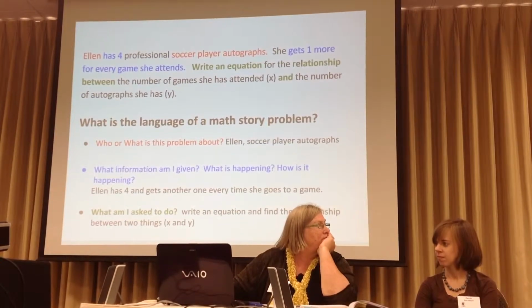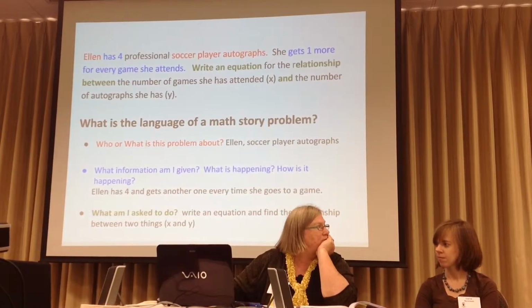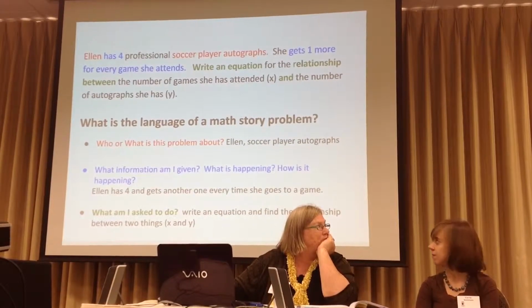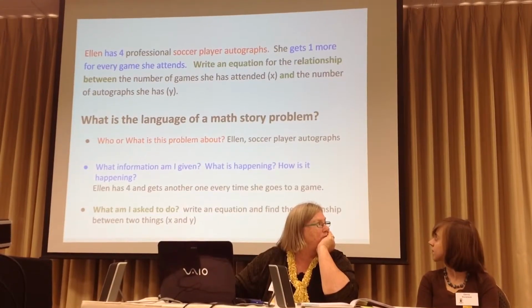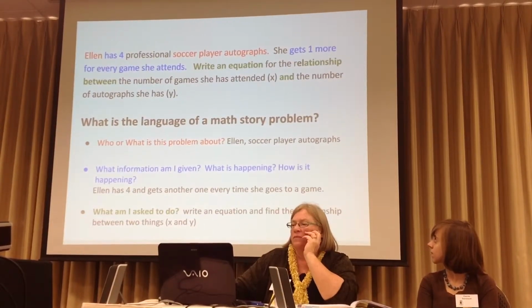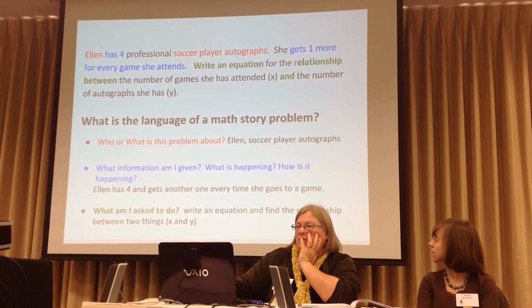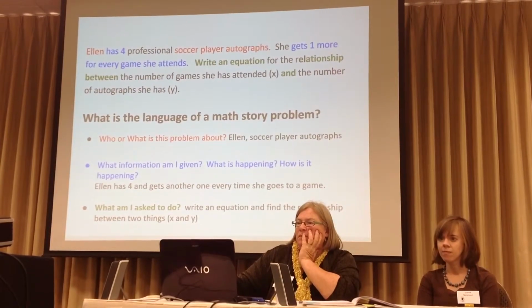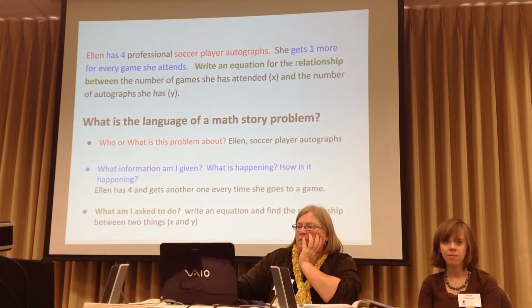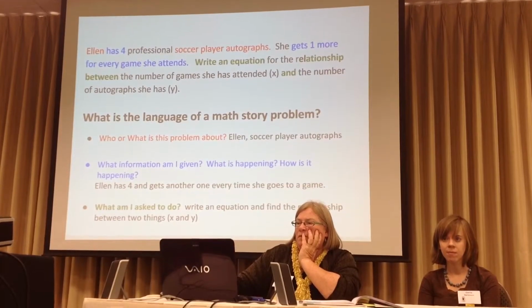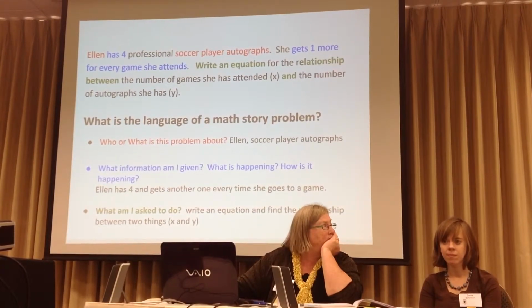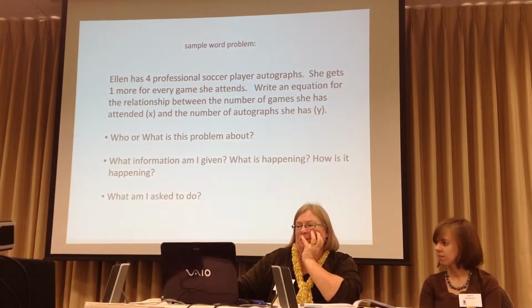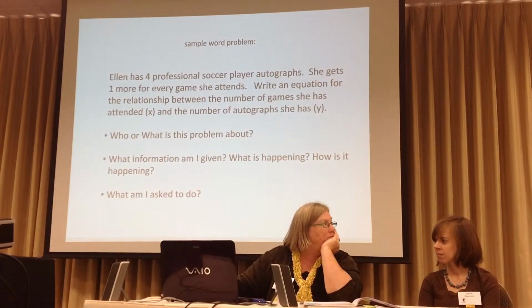This slide I've just color-coded. As I'm asking the question of the student, we go back to the text and find really what are the answers. So who or what is this problem about? We can see in the very first sentence, this problem is about Ellen and soccer player autographs. So we've established that. The next question is, what information am I given?